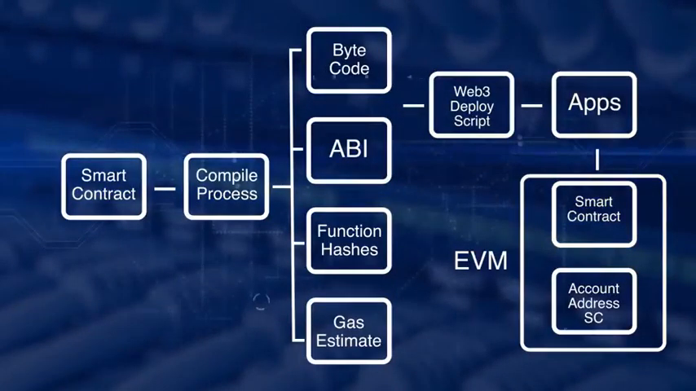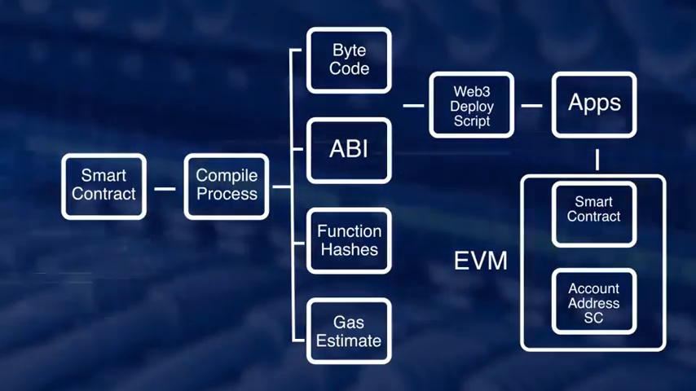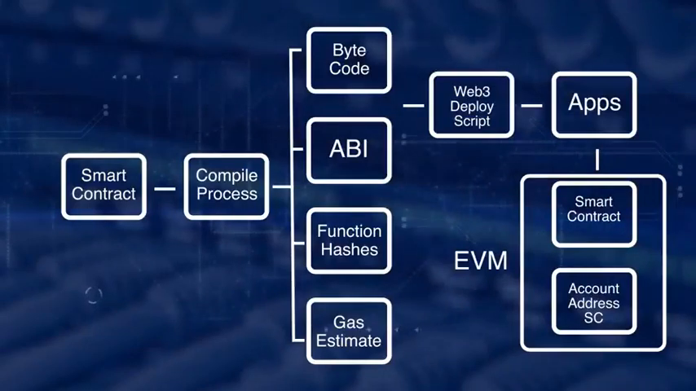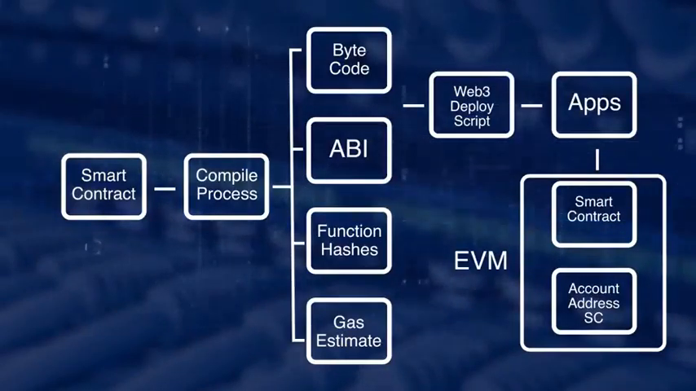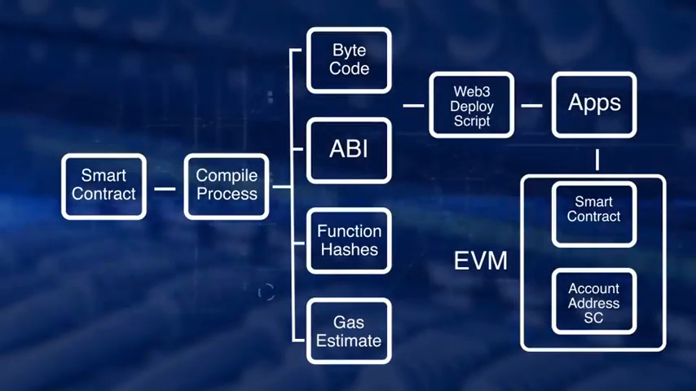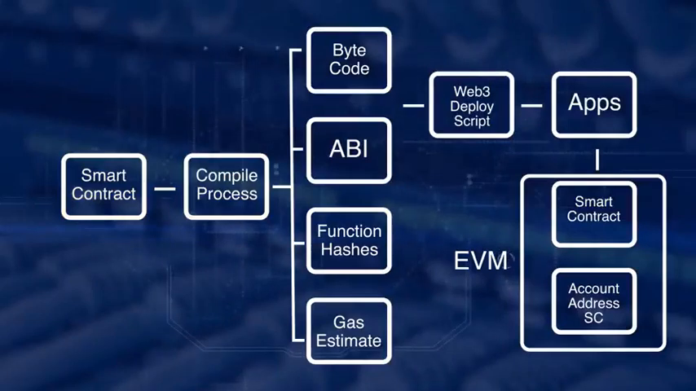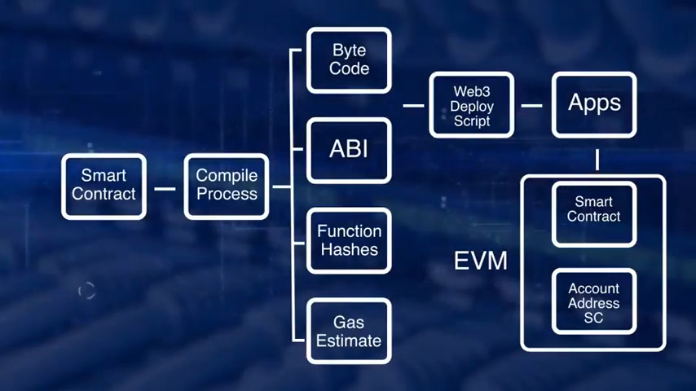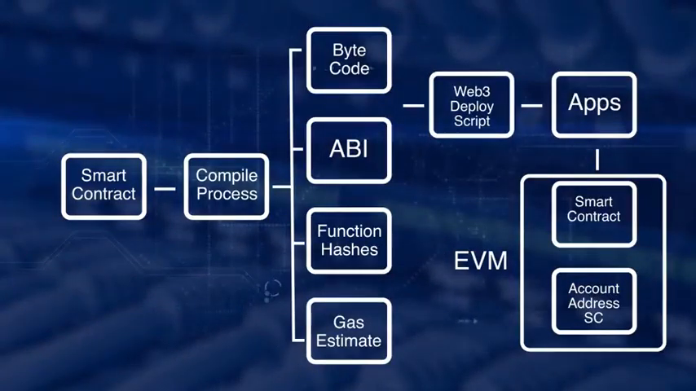Remix generates several artifacts as discussed earlier and as shown in the picture. For the ease of deployment, Remix provides us with the Web3 deployment script, which contains the bytecode, application binary interface (ABI), and account details. To deploy the smart contract, we could just execute the script. Once the deployment is done, the address is generated by hashing the creator's account number and nonce. To interact with the smart contract, we'll use the smart contract address, ABI definition, and the function hashes.